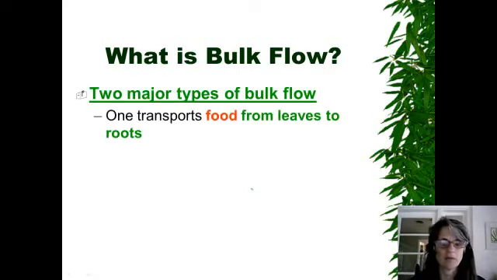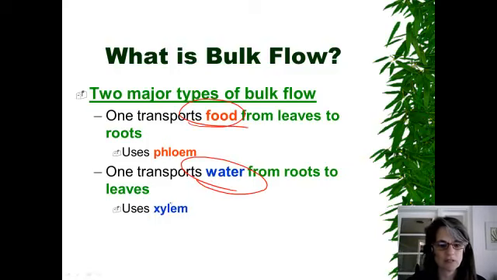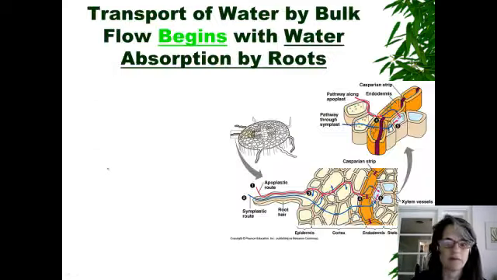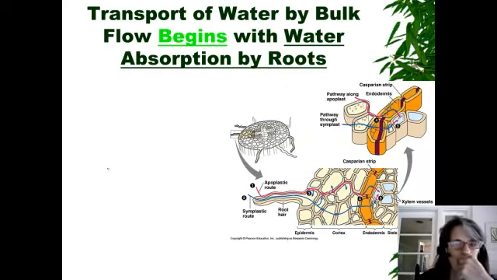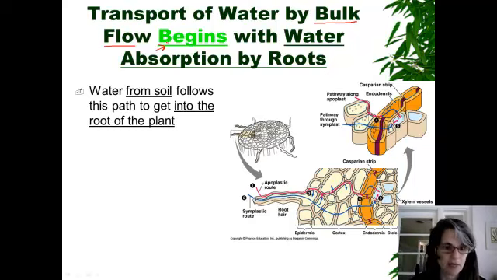So xylem and phloem are the means by which bulk flow occurs, a massive movement of material. Okay? So, two major types of bulk flow, one using phloem, one using xylem. This one is dealing with the movement of massive amounts of food. This one's dealing with the movement of massive amounts of water. This is the one we will talk about first. Now, understand that moving water in bulk, in huge amounts, does begin with bringing in tiny bits of water a little at a time by essentially osmosis, okay?